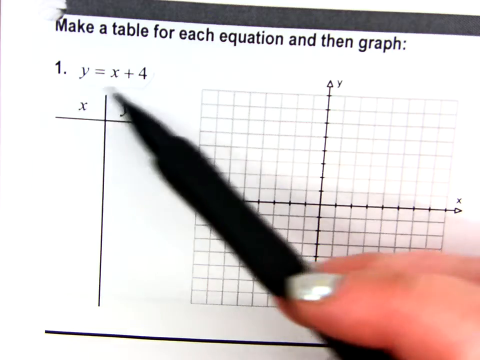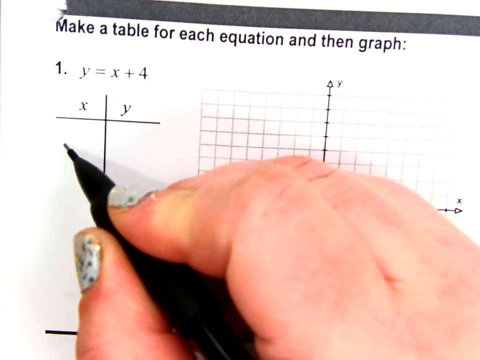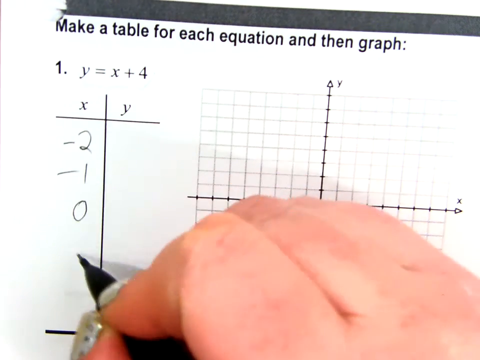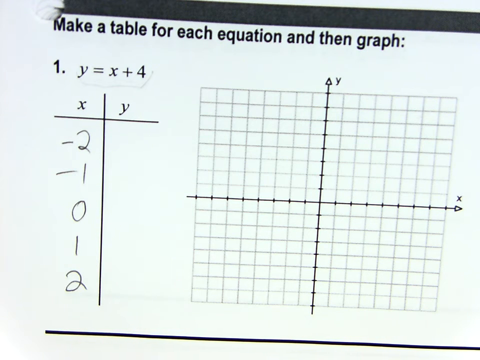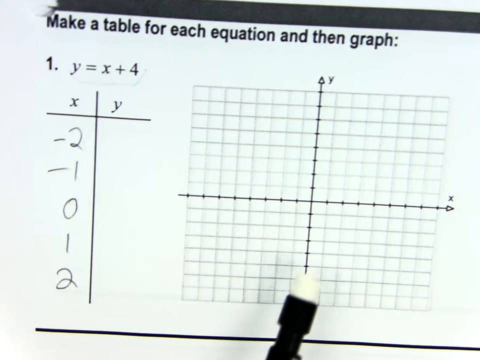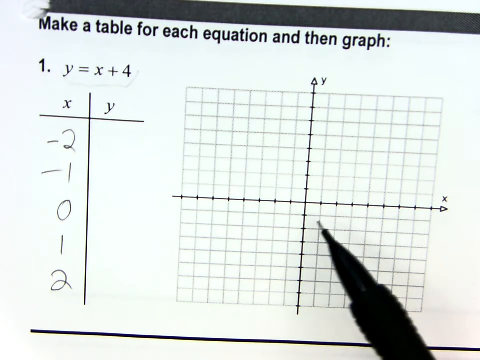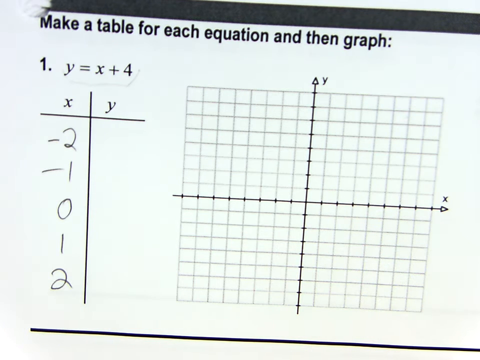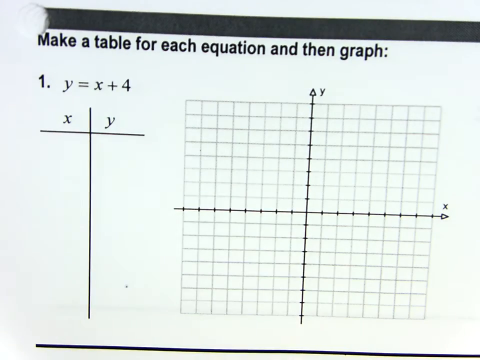So if you're looking at something like this, honestly, I'd probably pick my domain as follows. I'd probably just do -2, -1, 0, 1, and 2. You can pick any number you want. But the problem is, if you pick 100, you really want to graph 100 on this grid? No, it's going to be way off your grid. I mean, you can, but if you're counting each square as 1 and you're plugging in 100, you're way off the grid already. Okay?